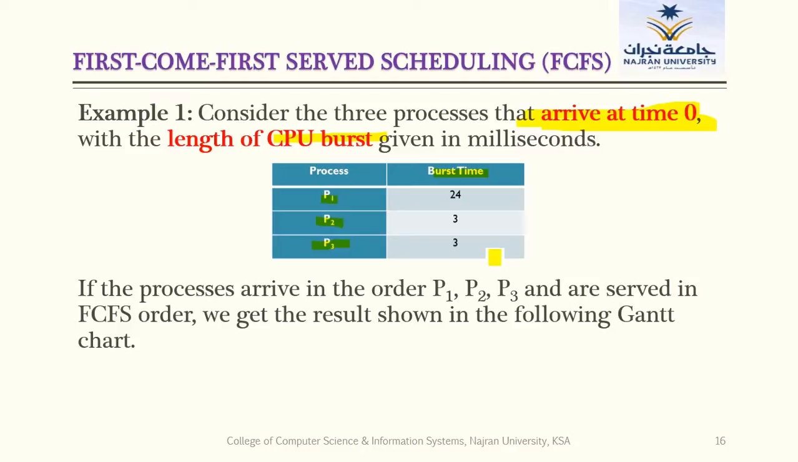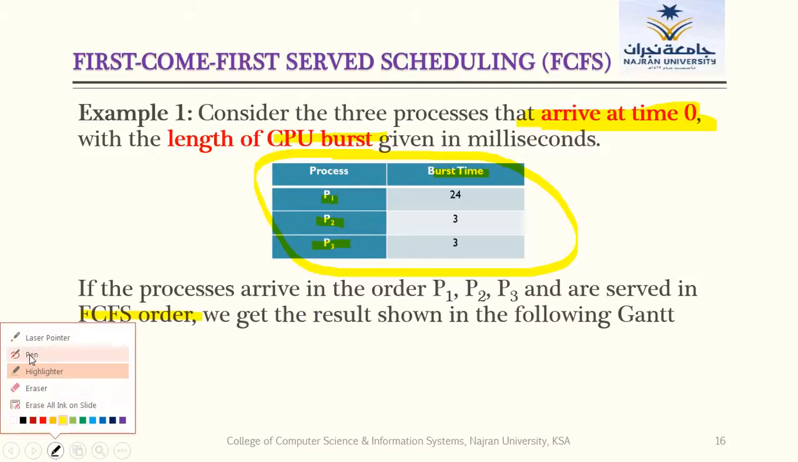Okay, so now we have to see the order. The processes arrive in the order P1, P2, P3 and are served in first come first serve order. We get the result shown in the following Gantt chart. So first we need to make the Gantt chart according to the information given in this table. Which process came first? That is P1. So we will execute this process first, then we will execute the second process P2, then process P3.